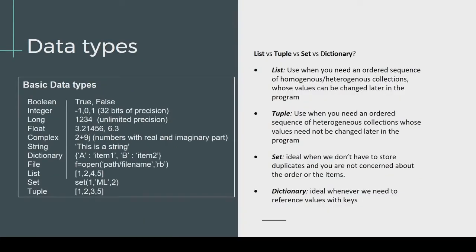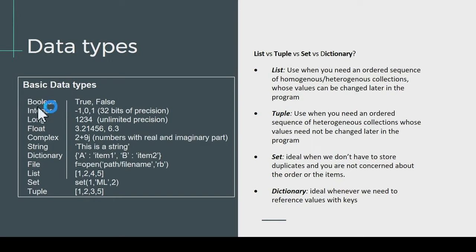Now that we have Python 3.5 set up, let's look at the data types offered by Python 3. So like any other modern programming language, Python offers a comprehensive set of basic data types and advanced data types. Let's huddle at them one by one. I'm sure you would have probably come across most of these names in any other programming language. So Boolean, integer, long, float, complex, string, dictionary, file, list, set, and a tuple. Most of these are pretty common ones which we have already in most other programming languages.